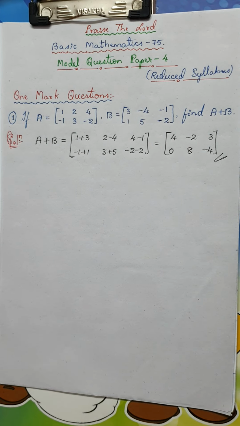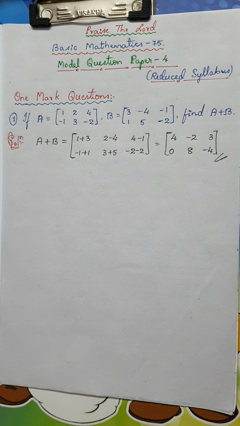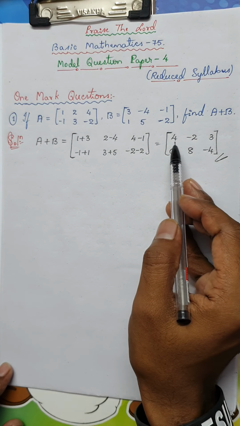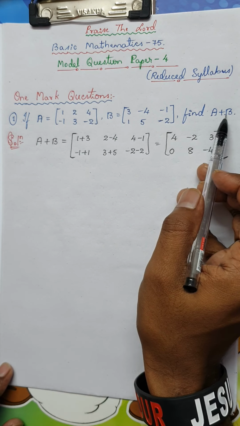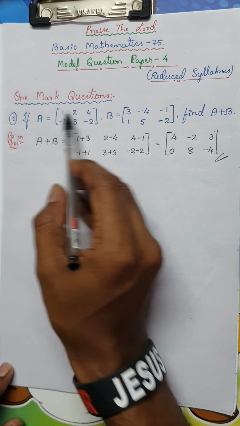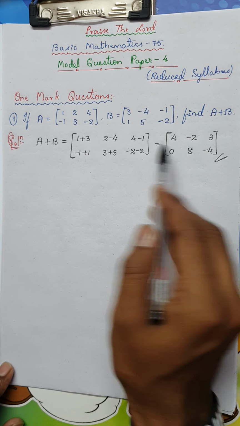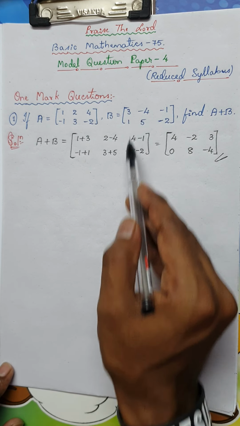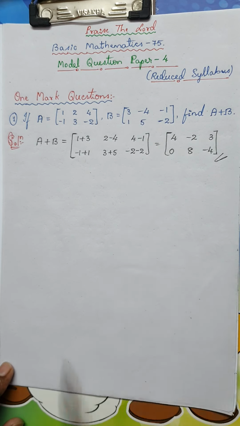Very simple question. Within a minute you can get this 1 mark. You don't need great intelligence to get this 1 mark, because it is just adding. Only thing is, you should know how to add 2 matrices, meaning just corresponding elements addition. Please be careful whenever you have negative values. Let's go to question number 2.